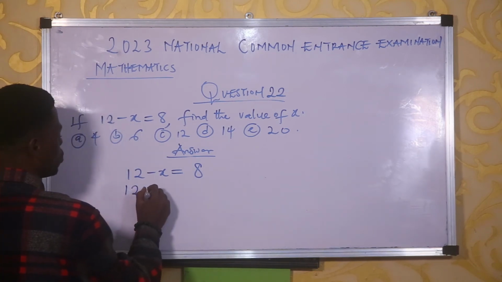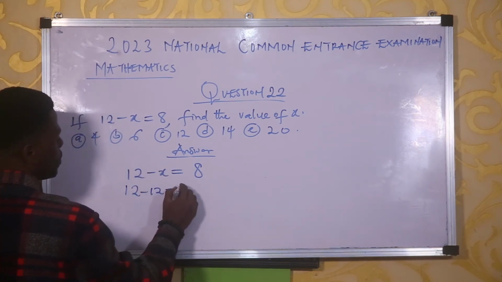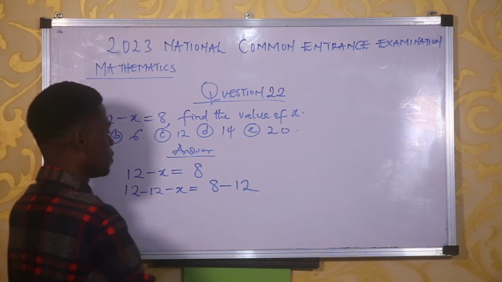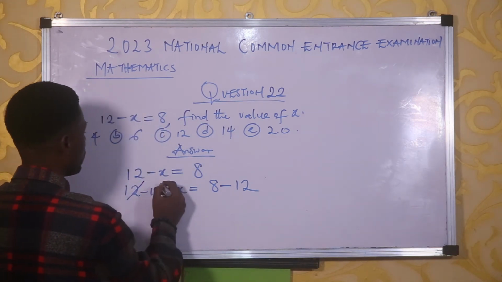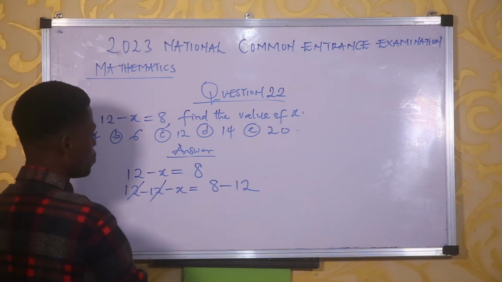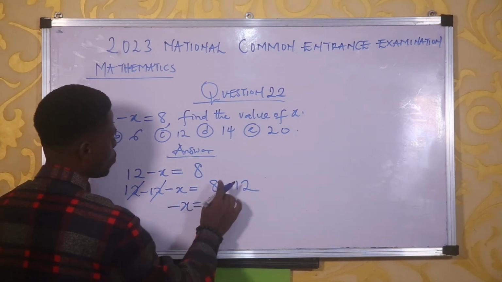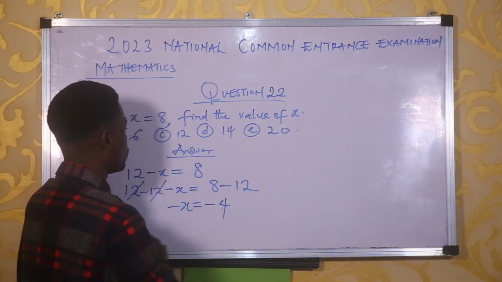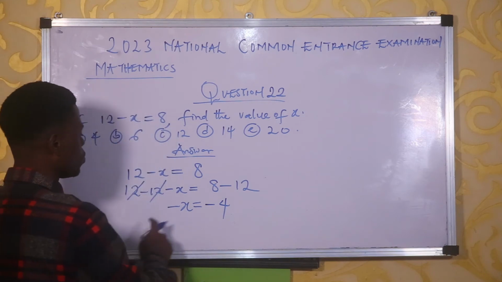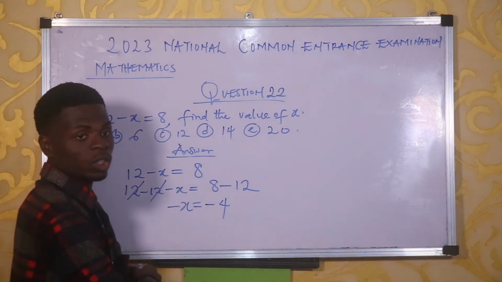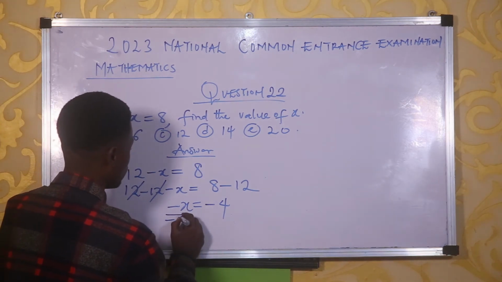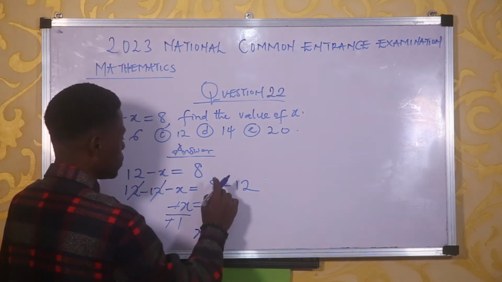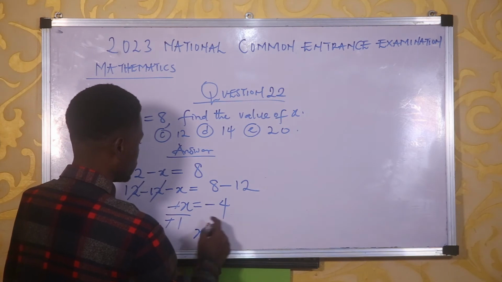Now say 12 minus 12 minus x equals 8 minus 12. In this place, 12 minus 12 is 0. So we now have minus x equals 8 minus 12. 8 minus 12 gives us minus 4. So in this place, we are going to divide both sides by the coefficient of x. The coefficient of x is minus 1. So minus cancels minus. x divided by 1 gives us x. So we now say our answer is what?